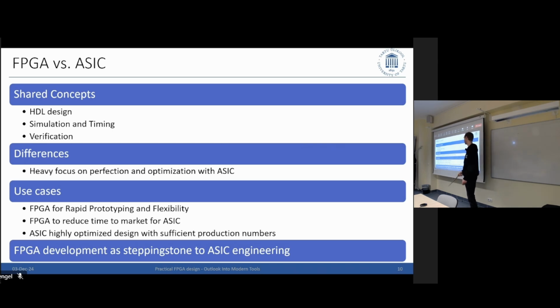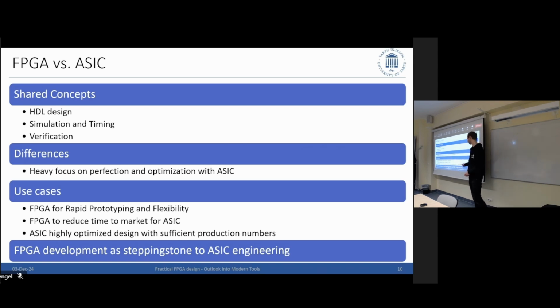Use cases. FPGA for rapid prototyping and flexibility. I think we had that extensively also in this lecture. FPGA reduces time to market for ASIC. So I can do rapid prototyping and try different things. And then when this works, I have tested it out, and I can already sell the FPGA IP core while I get revenue in to finish my tape out of my ASIC.